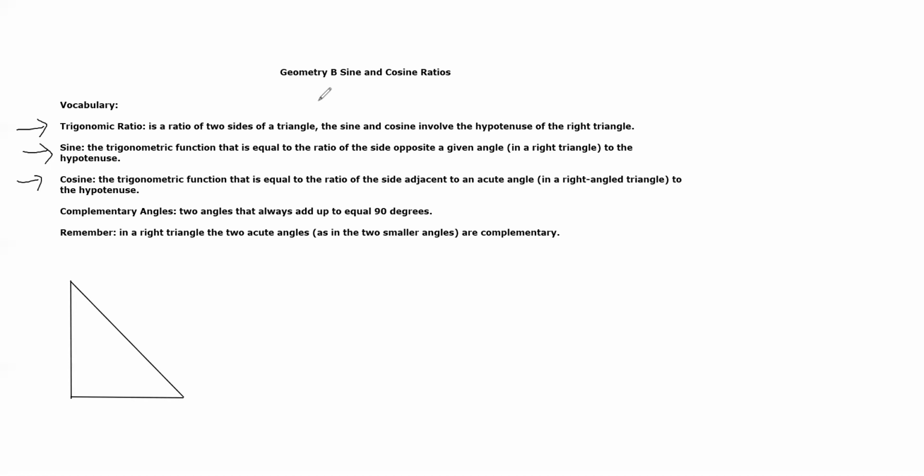Okay, something else that you need to know is this term. Now, if you were in my class last quarter, we went over complementary angles. Complementary angles are two angles that always add up and equal 90 degrees. They equal 90 degrees every single time, and this is really important. So what do I mean by that?